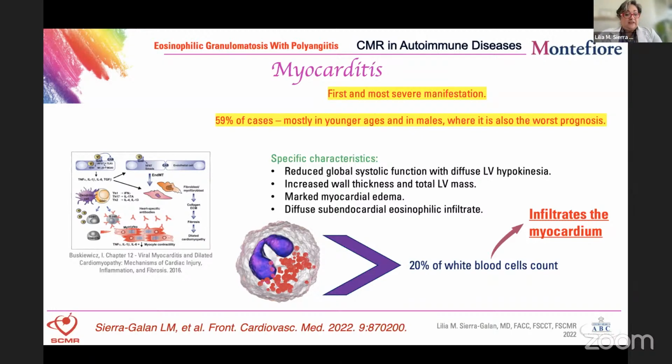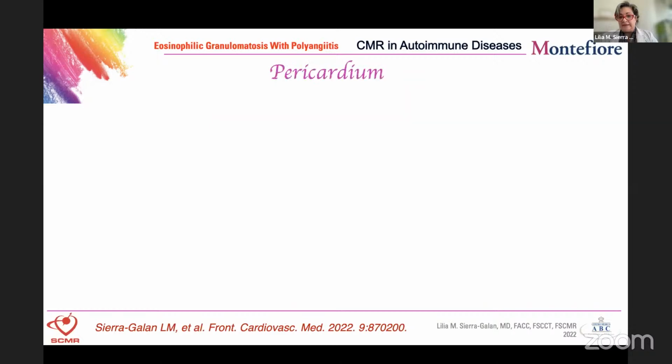What are the specific cardiac characteristics of this myocarditis? Reduced global systolic function with diffuse LV hypokinesia, increased wall thickness and total LV mass, marked myocardial edema, and diffuse subendocardial eosinophilic infiltrate. And again, this is associated with ANCA negative status.